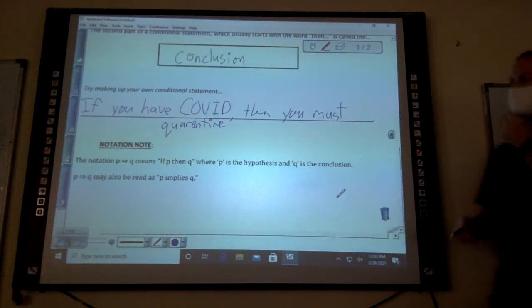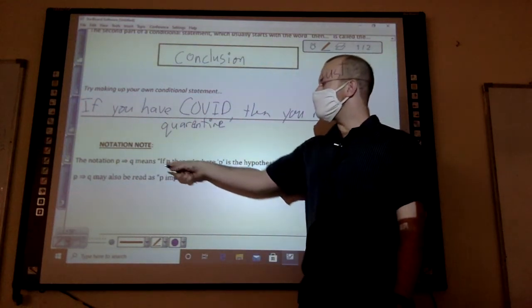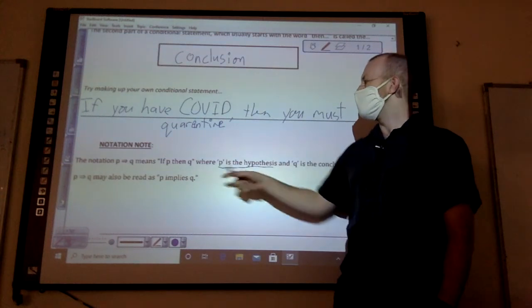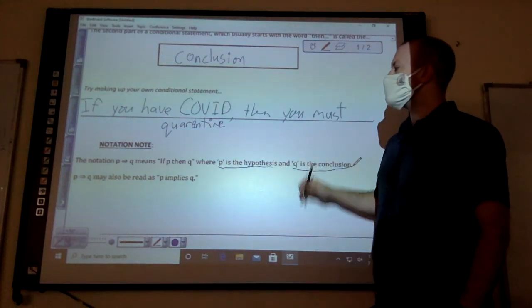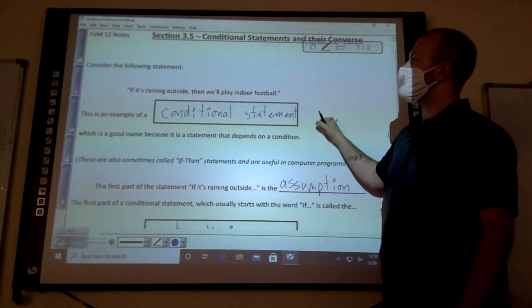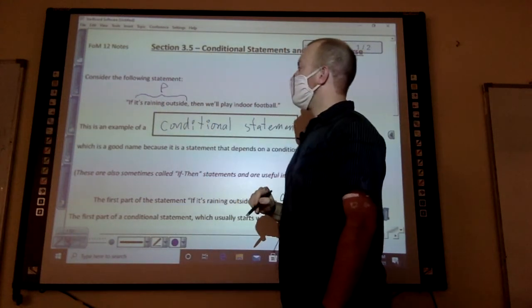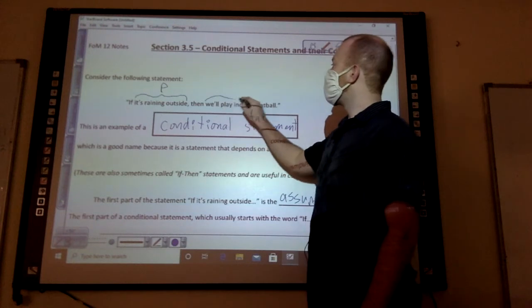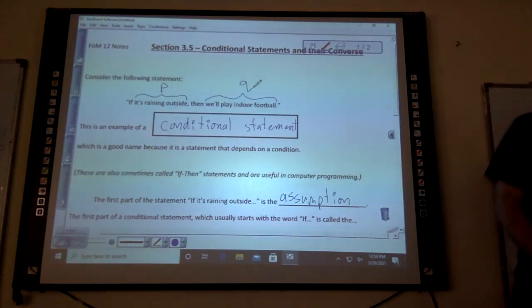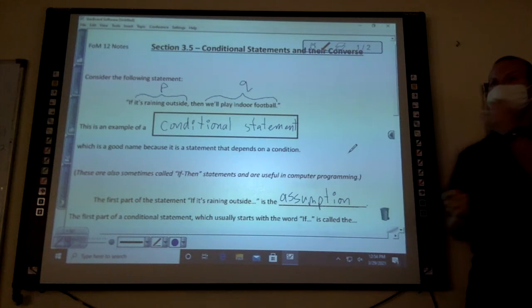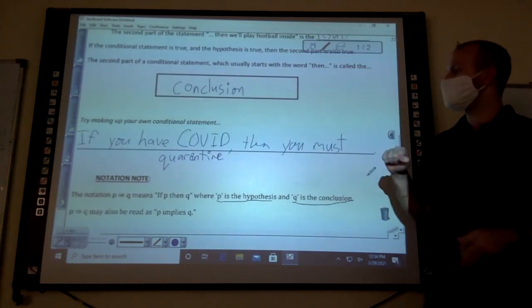There is some notation for this where you can write it out like this. P implies Q. It just means if P, where P is your hypothesis, then Q is your conclusion. So this is just a way to write this out. Going back to this example, if it's raining outside, it's raining outside would be represented by P. We'll play indoor football is represented as Q. This will become more important in the lesson tomorrow, but it's good for you to see this multiple times. So the assumption is called the P, and the conclusion is the Q value. Any questions on this? Yep.